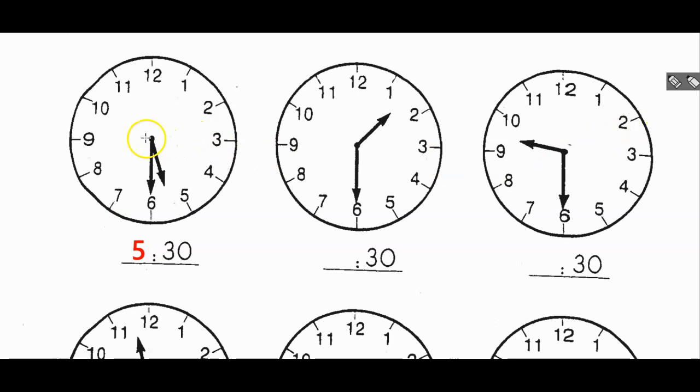Aaron? Yes. In some clocks there's one and it's red. That's the second hand, but not always. Okay? Not always. Now, 5:30, right?